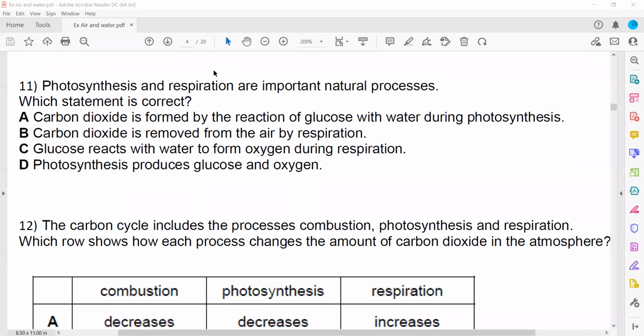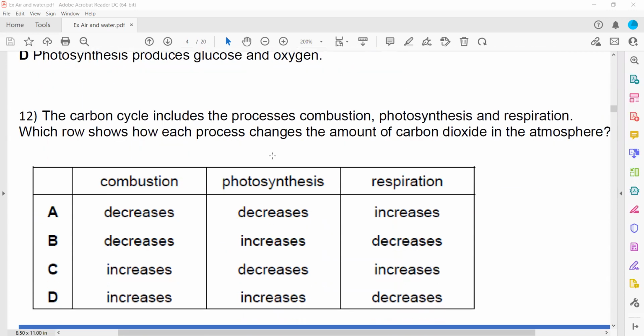In question 11, photosynthesis and respiration are important natural processes. Which statement is correct? Carbon dioxide is formed by the reaction of glucose with water. No, that is the reaction of glucose with oxygen. Carbon dioxide is removed from air by respiration. No, that is by photosynthesis. Glucose reacts with oxygen to form water in respiration, and photosynthesis produces glucose and oxygen. That's true. When carbon dioxide and water combine in the presence of chlorophyll, they form glucose and oxygen.